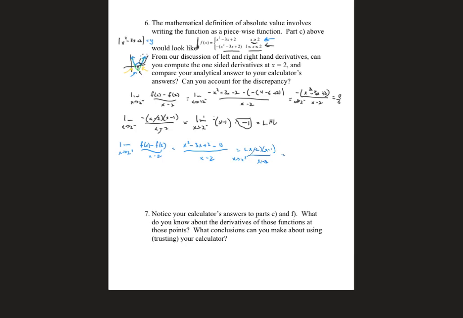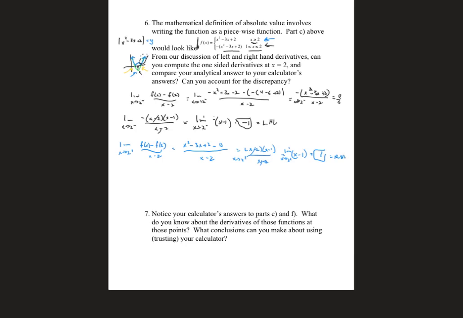So the x minus 2's cancel. We get x minus 1 as we take that limit as x approaches 2 from the right. We directly substitute in the 2. 2 minus 1 is 1. This is our right-hand limit.